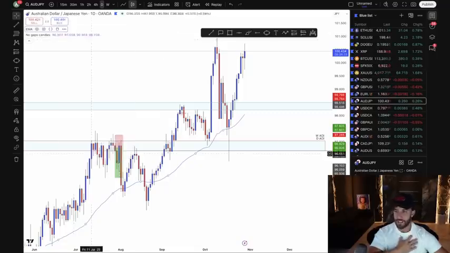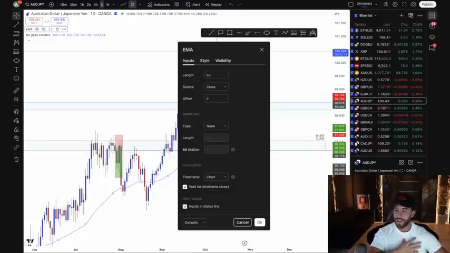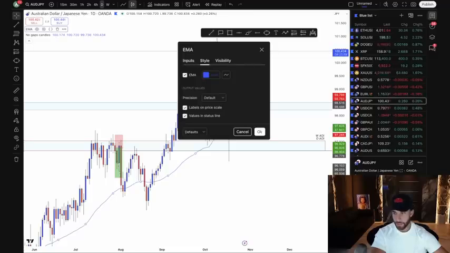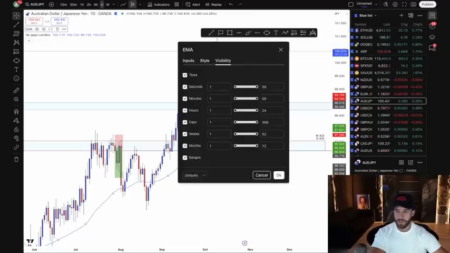So as you guys can tell, I currently have a 50 EMA. So the length is 50, the source is close, offset is 0, the type is nothing, length is 14, BB, whatever this is, 2, and then it is on the chart. Style, it's blue, and it's visible on every single time frame.